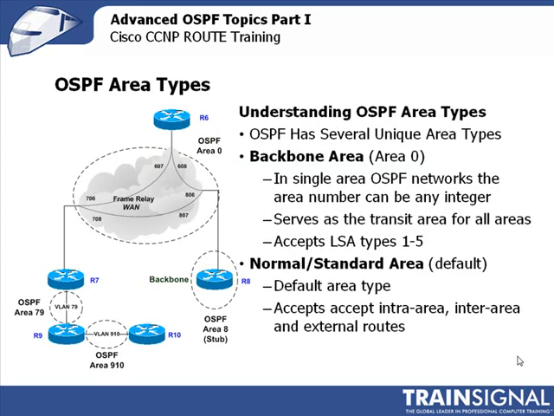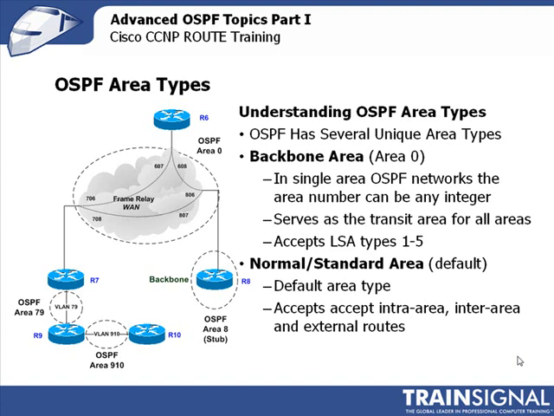So the first type of area is the backbone area, or area 0. If you happen to be running a single area OSPF network, you don't have to actually call it area 0. You can call it anything you want to. There's a large range of integers that you can use. It's the transit area for all other areas. It accepts all LSA types because by nature it's the backbone or transit area.